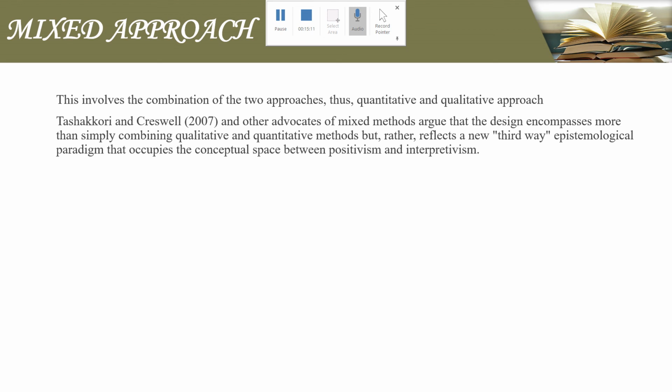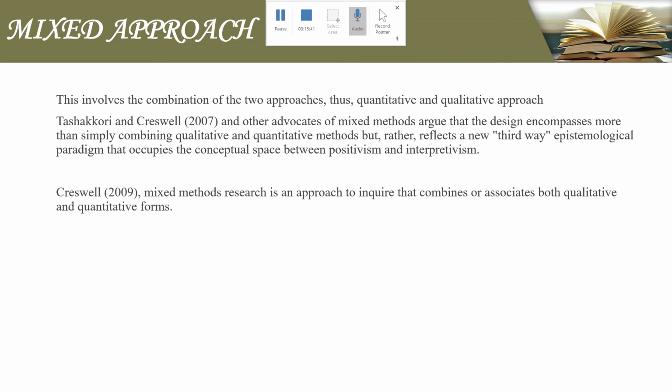We are moving on to the mixed approach. This is the combination of both the qualitative and quantitative approach. This involves the combination of the two approaches, as I've said, the quantitative and the qualitative approach. However, according to Tashakkori and Creswell 2007 and other advocates of mixed method, the design encompasses more than simply combining qualitative and quantitative method, but rather it reflects a new third way epistemological paradigm that occupies the conceptual space between positivism and interpretivism.